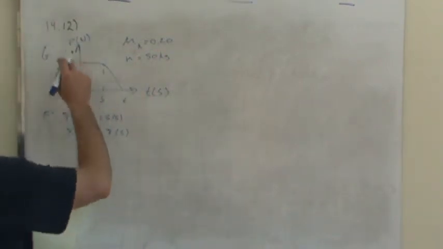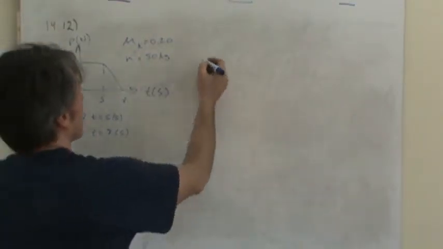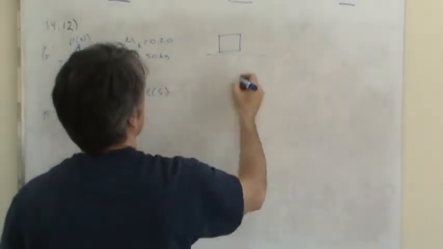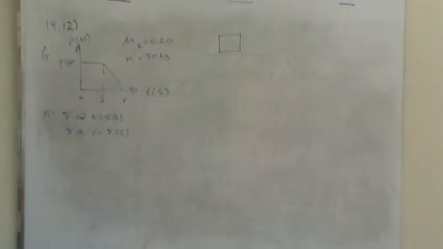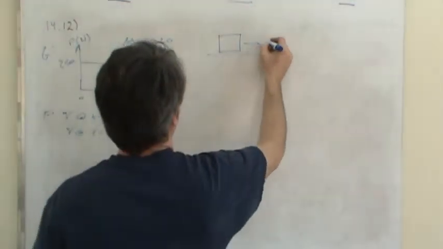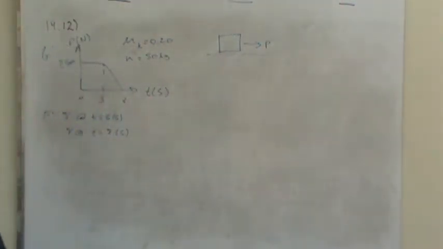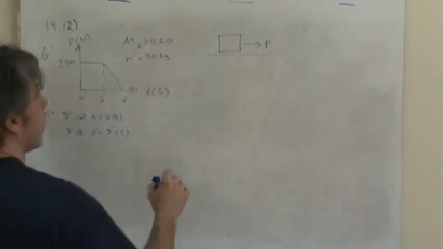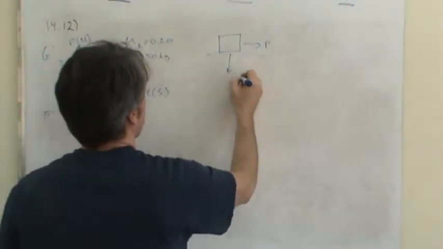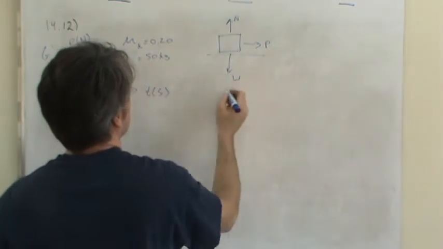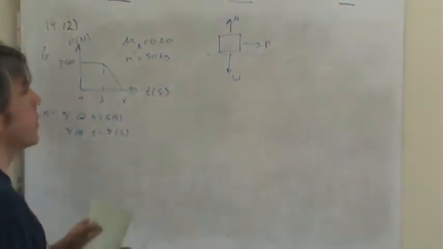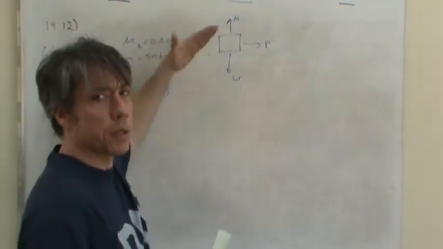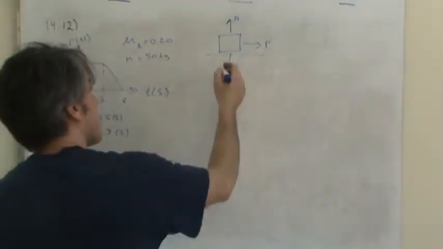Now notice that P is not the only force acting on the block. Here's the block over here. And it's being acted on to the right by force P. But that's not the only force acting on the block. There's also, of course, weight. There's the normal force. Those aren't really interesting to us because we're interested in motion in the horizontal direction, not the vertical direction. But there's a frictional force.